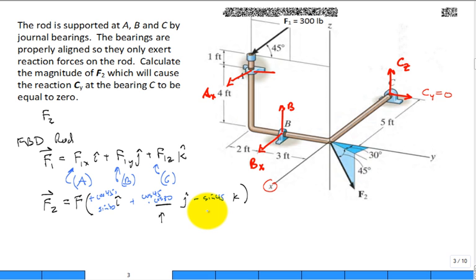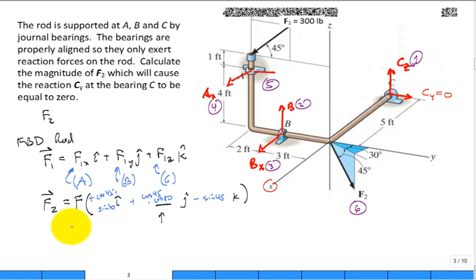How many unknowns do I have? I better count them. So I have 1, 2, 3, 4, 5. I erased some of those, didn't I? Sorry about that. And then we want the magnitude of F2. That's our 6th. 6 equations, 6 unknowns. This is not a pretty picture. This is a challenge. But you know how to do it, don't you?